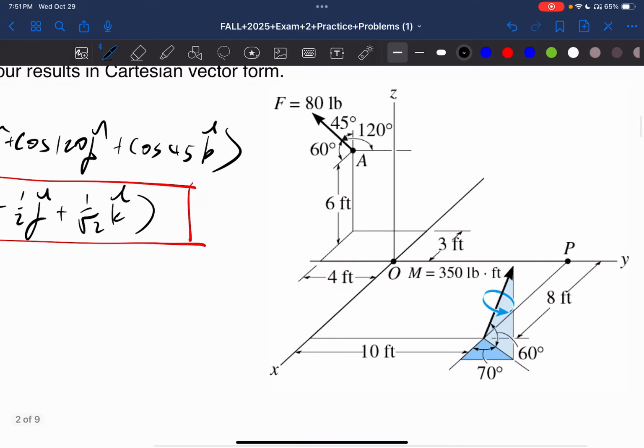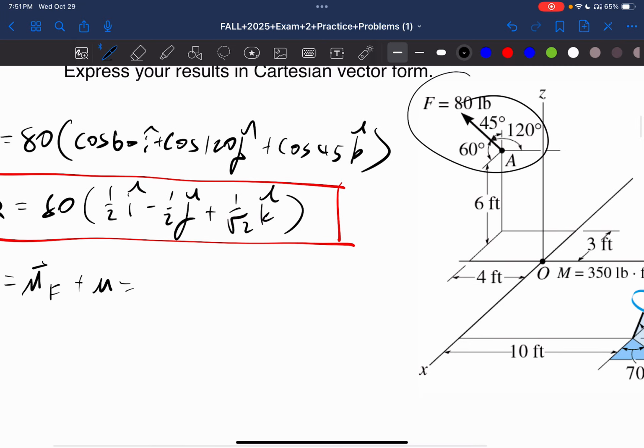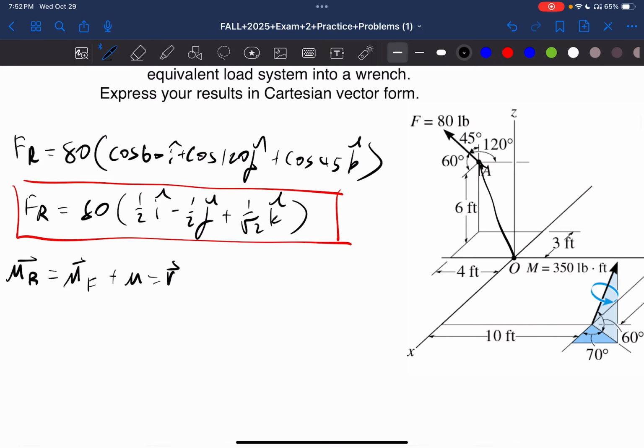Plus the moment, which is this right here, which is going to be equal to the moment that this induces about O, which is a moment arm from O to A cross this, which is going to be equal to ROA cross F, plus the moment that we're given here.